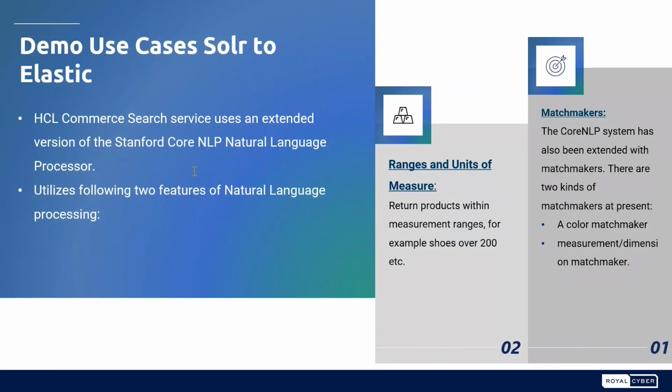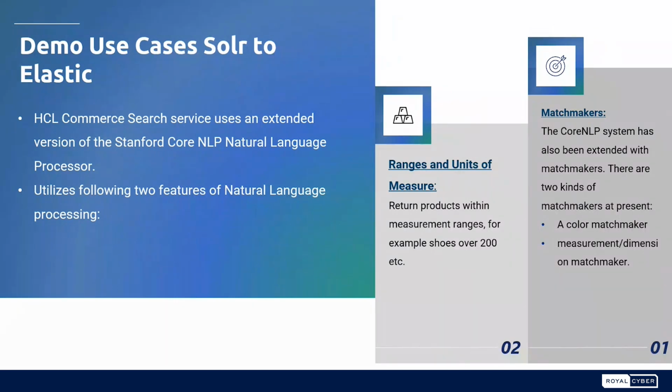Now we are going to showcase some examples highlighting the key differences between Solr and Elasticsearch based solutions. HCL Commerce Search Service uses an extended version of Stanford Core NLP language processor. In addition to part of speech tagging and other Stanford NLP features, HCL Commerce Search provides a range of filters, units of measures, and colors. It also supports stemming. Two main examples that we are showcasing today are ranges and units of measure, and the second one is matchmakers. Let's see few examples.